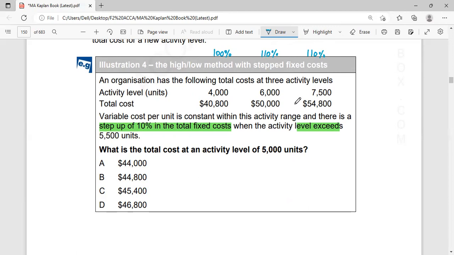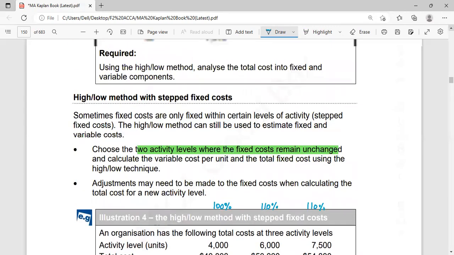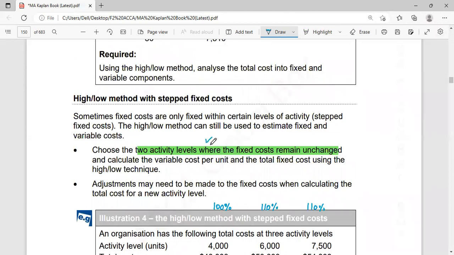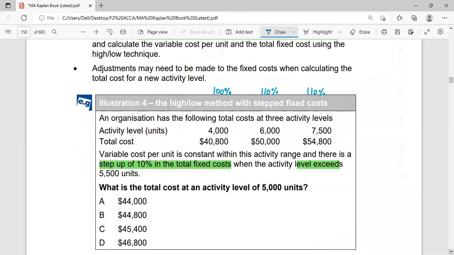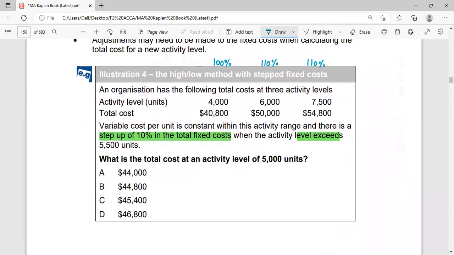Is this point clear to you? Yes, clear. Now, what was the first thing that we need to do? We have to choose those two activity levels where fixed cost remains unchanged, either without the step up or with the step up element, but it should be the same at those two activity levels. So can you please tell me what are those two activity levels where fixed cost remains unchanged?